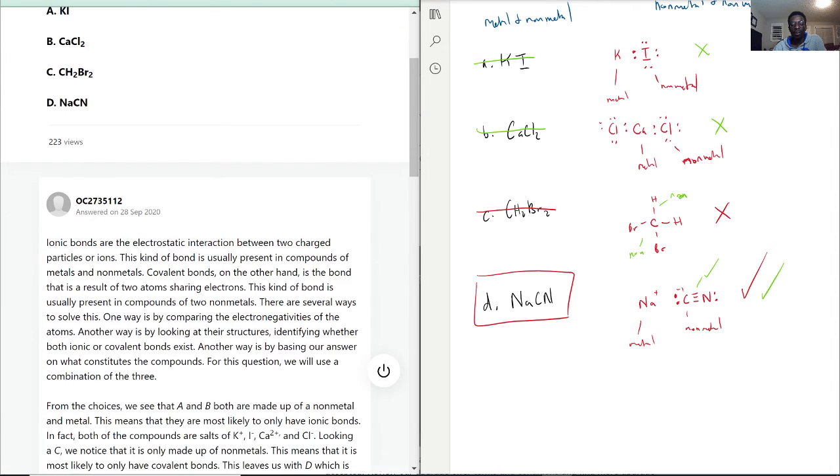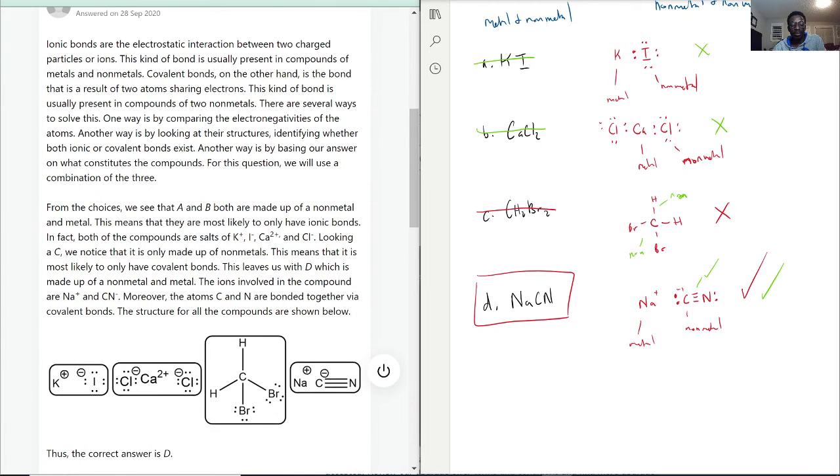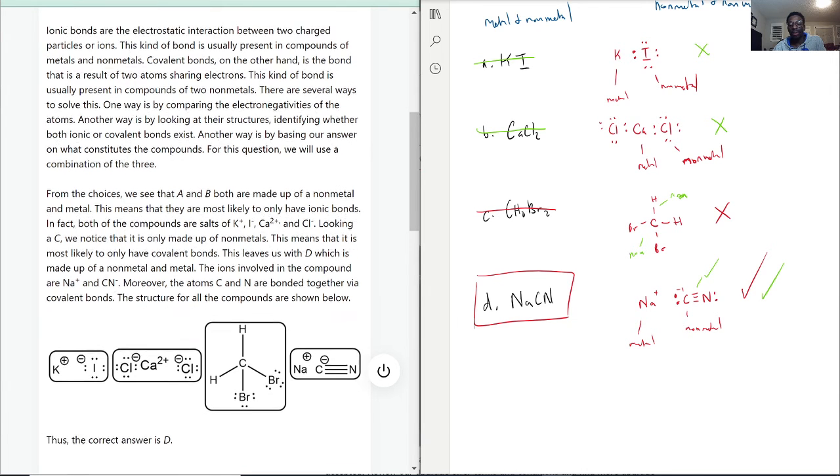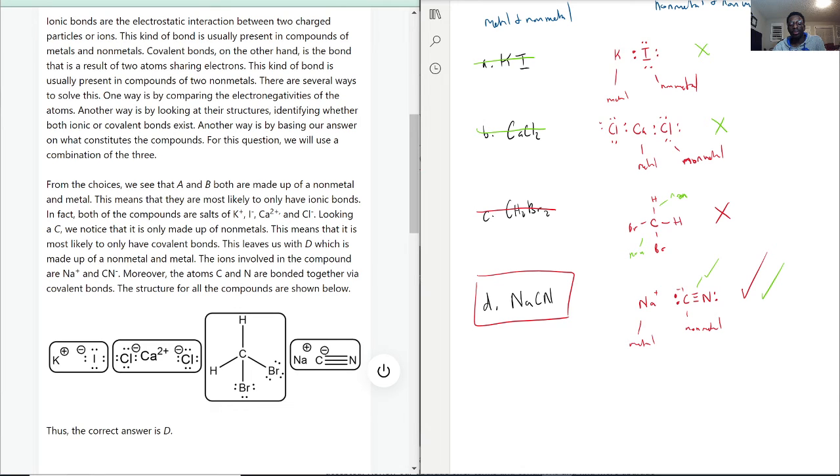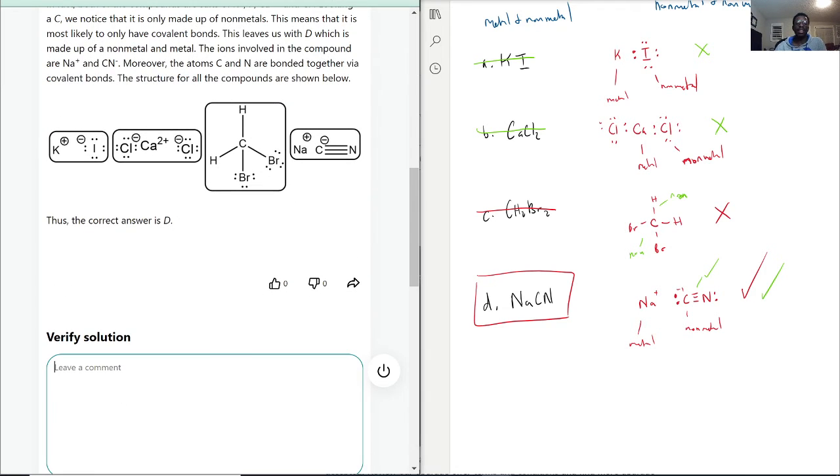So let's see here. They actually drew it out for us, like what we did. You see ionic for potassium iodide, ionic for calcium chloride, and then covalent for the dibromomethane, I think. And then this one is sodium cyanide, and that one indeed has both covalent and ionic bonds. And that leaves us with D as our answer.